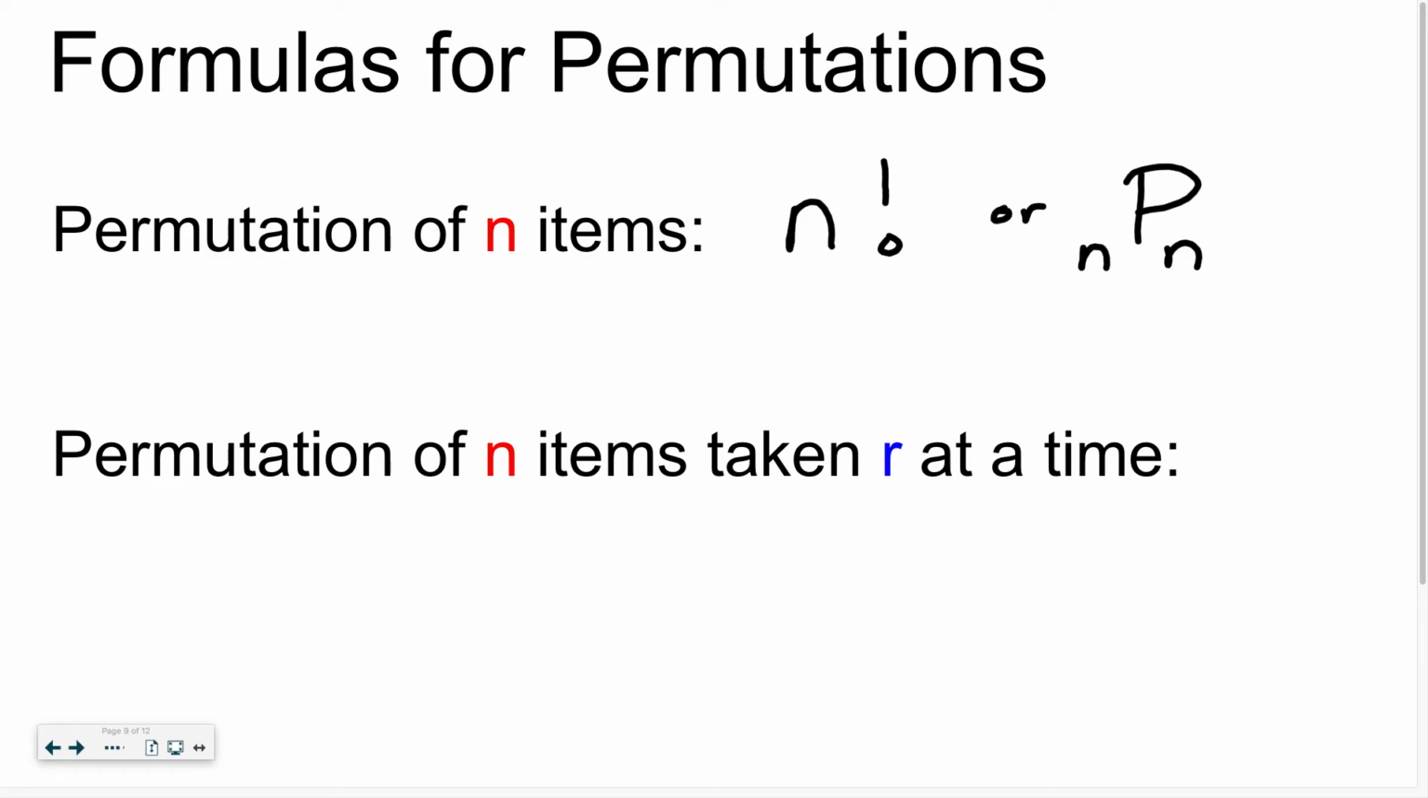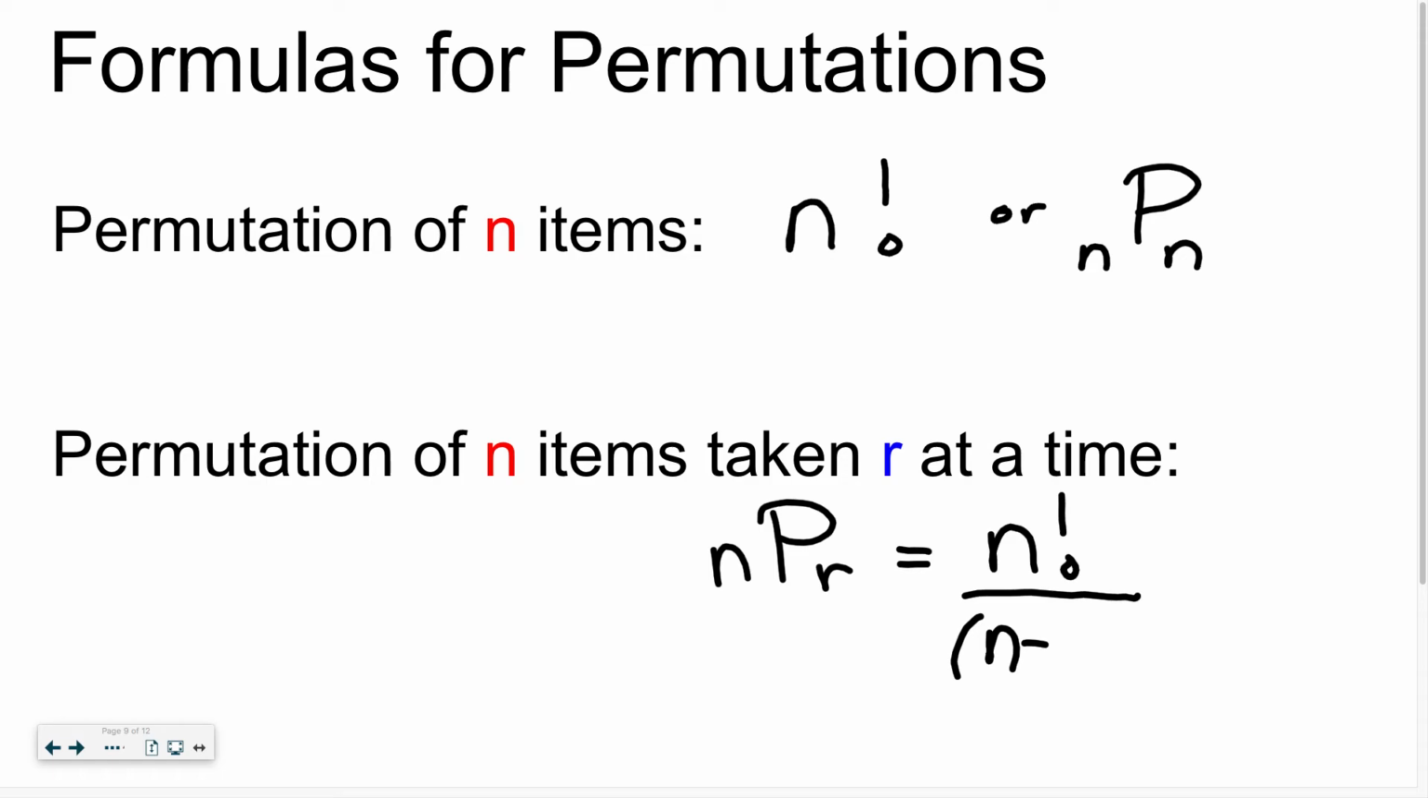If you don't want to use all of the items, so you have n items, but you're only taking r at a time, then you're going to use the notation nPr, a permutation of n items, pick r at a time. And I'm going to write the formula for that, so you see why it works. It's n factorial divided by n minus r factorial.